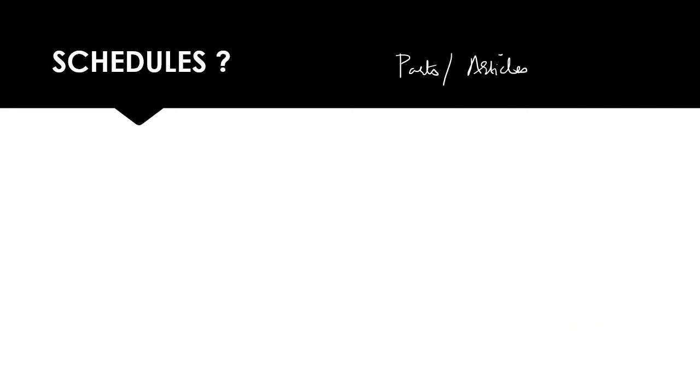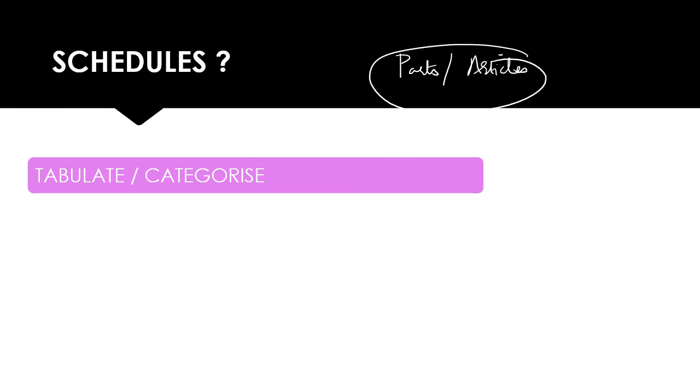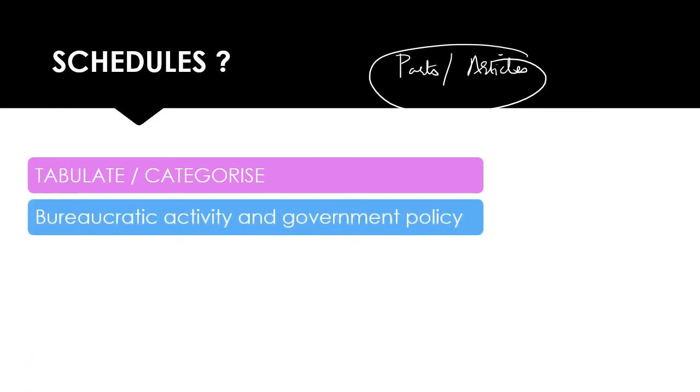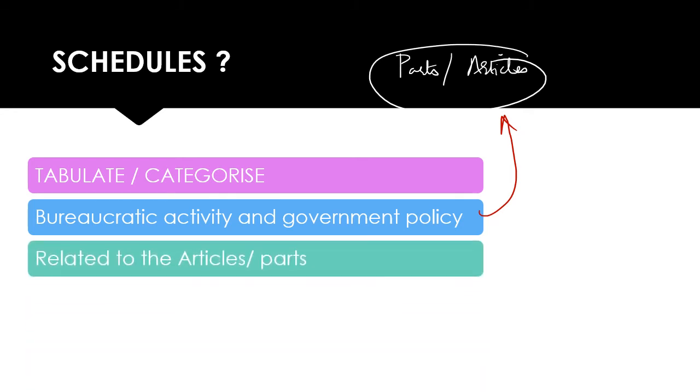Now after these parts and articles, we see the schedules. So what are these schedules? Well, these schedules basically tabulate and categorize some data. And what kind of data is this? This is the data relating to bureaucratic activity and government policy. And these are details that you often find in the parts and the articles themselves. They correspond to what you find in the articles, right? Which basically means that these are not unrelated.